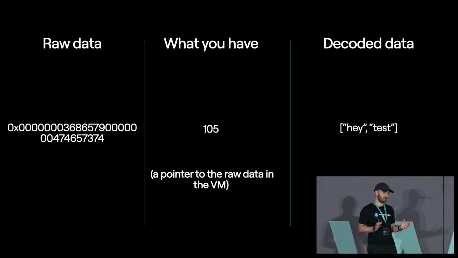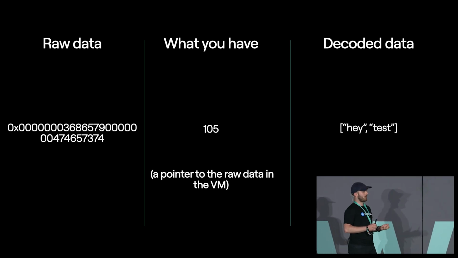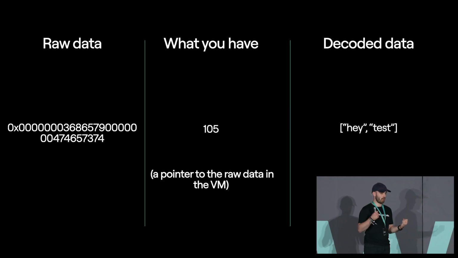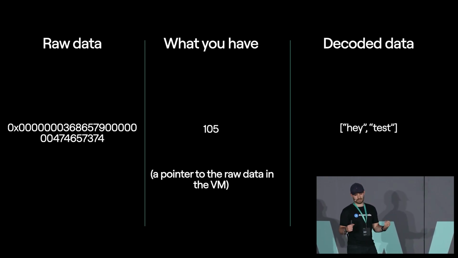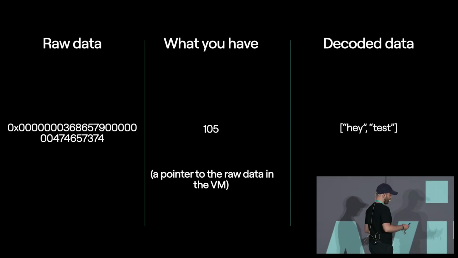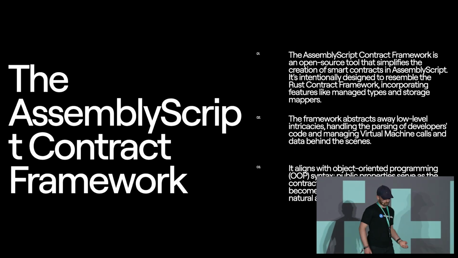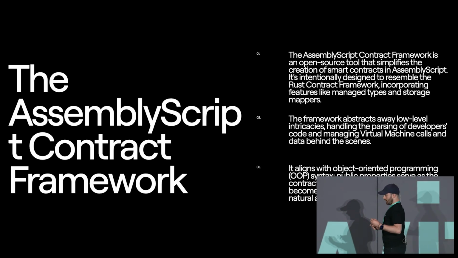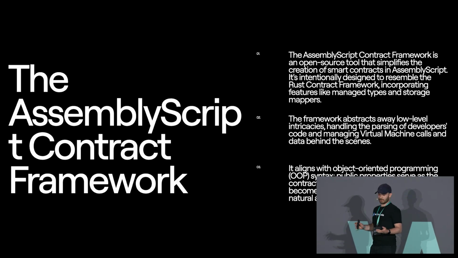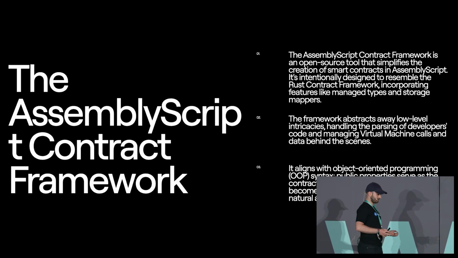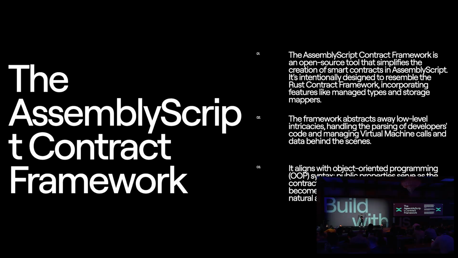So addressing these challenges requires a bridge between the MultiversX virtual machine and you, the smart contract developer. And this is where the AssemblyScript contract framework enters. I developed the AssemblyScript contract framework a year ago. This is an open source tool to simplify writing of smart contracts on MultiversX. I adopted many concepts from the Rust contract framework that does the same, but in Rust.